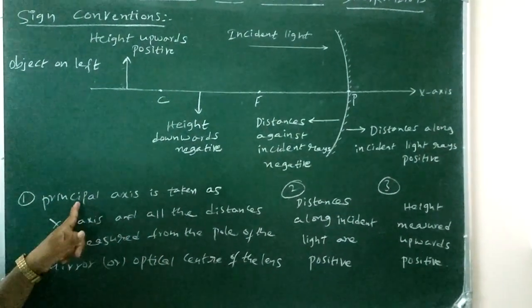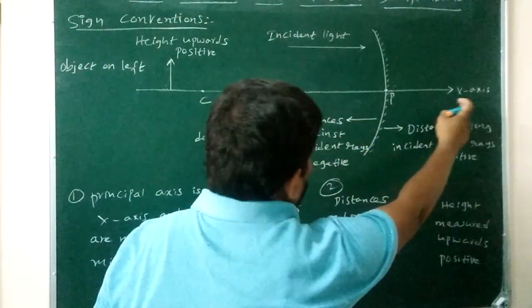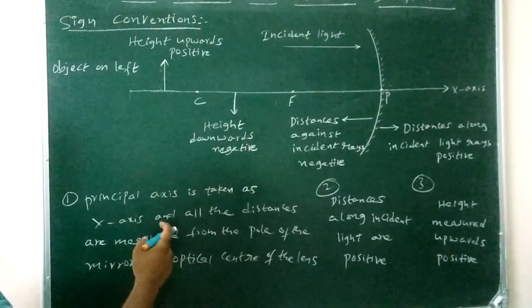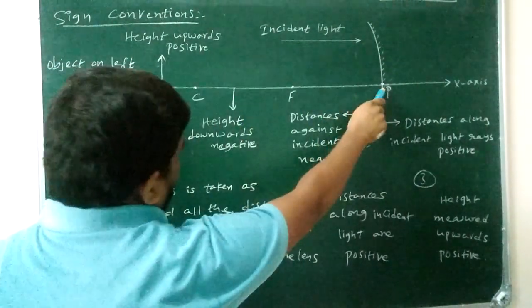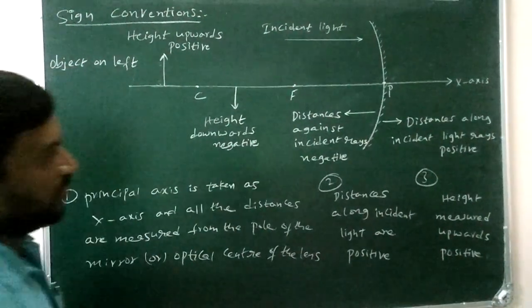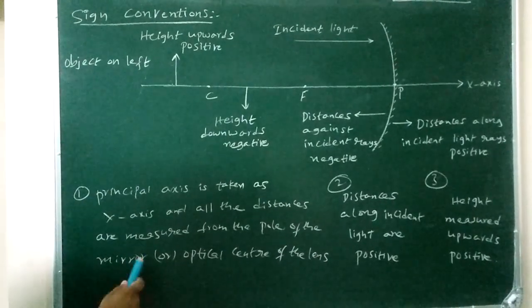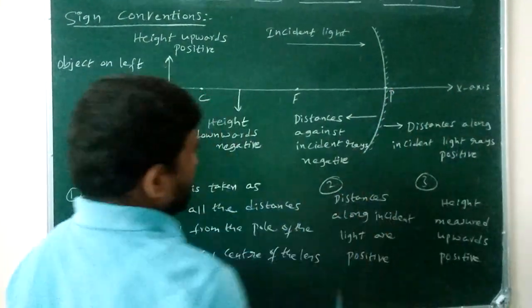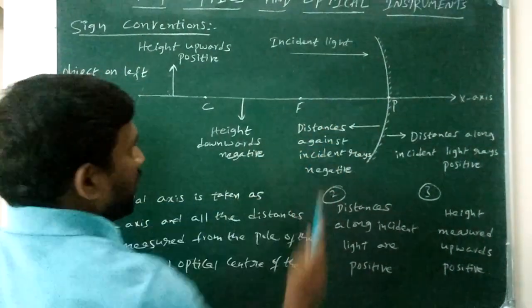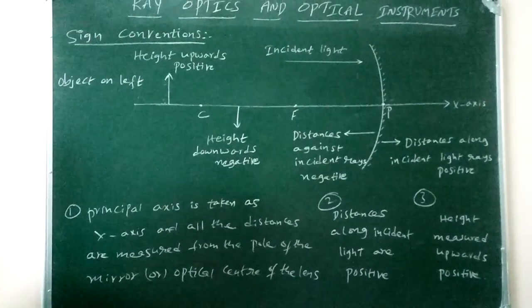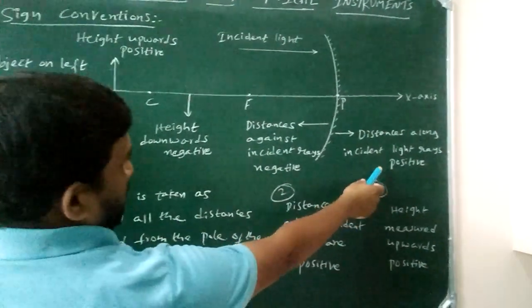First, the principal axis is taken as the x-axis. All the distances are measured from the pole of the mirror, or when you are coming to the lens, it can be considered as the optic center. So, the principal axis is taken as the x-axis, and all the distances are measured from the pole of the mirror or the optic center of the lens.